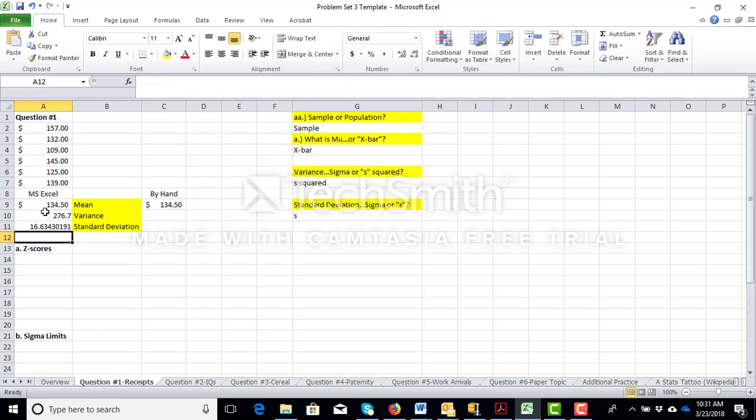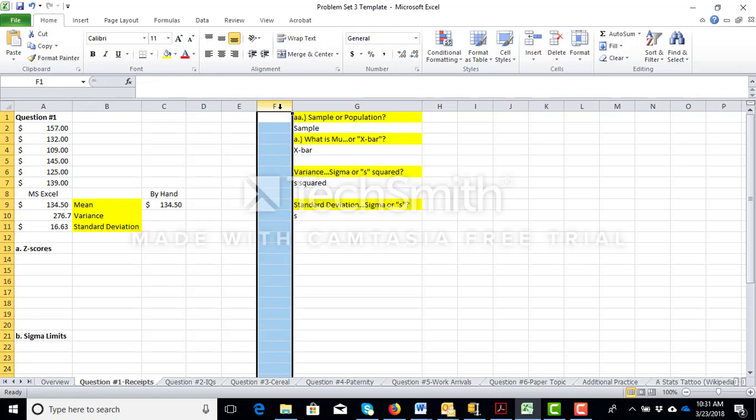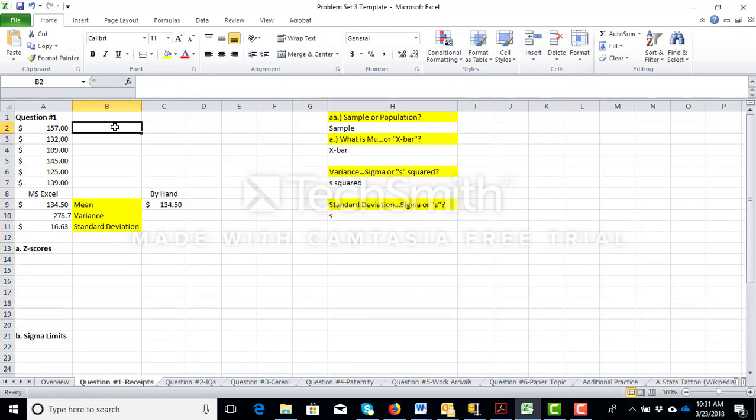You may recall this is $16.63, because we've taken the square root. I'm going to take just a few minutes to do this by hand because I want you to remember what standard deviation and variances are, and I want you to understand the formula, how it works.